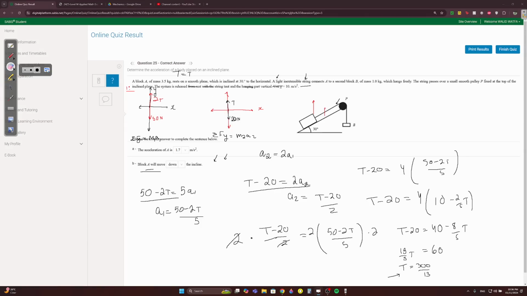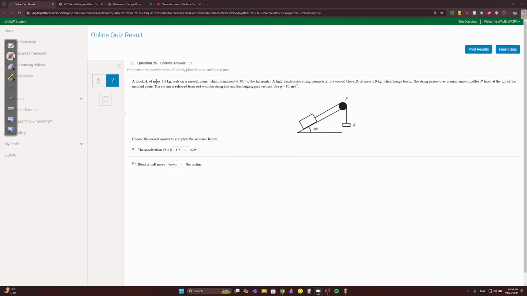Question 25. A block A, mass 3.5 kilos, rests on a smooth plane. This is block A, which is inclined at 30. A light inextensible string connects A to B. So when you say inextensible, that means T equals T and A equals A. Okay, T1 equals T2, A1 equals A2. B hangs free. The string passes over a small smooth pulley P fixed at the top of the inclined plane. The system is released from rest with the string taut and the hanging part vertical. Use g equals 10 meters per second squared.